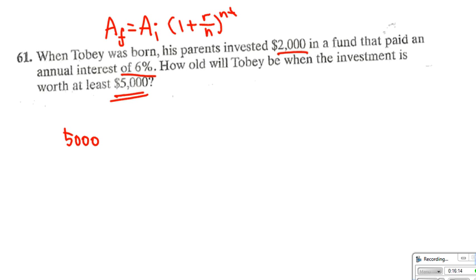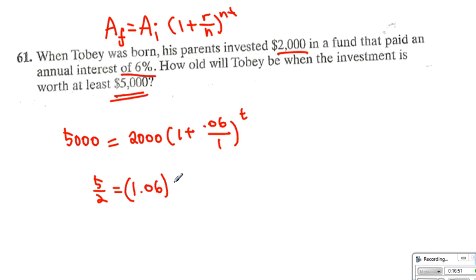Now, here 5,000 is equal to 2,000 times 1 plus 0.06, and it didn't say how many times it will be compounded, so we're just going to put down 1, and the t is what we'd like to find out. Same procedure here: we divide each side by 2,000, and we end up getting 5 over 2 is equal to 1.06 to the t power. Now in this case, the base is not e, so we can just take any logarithm we want.